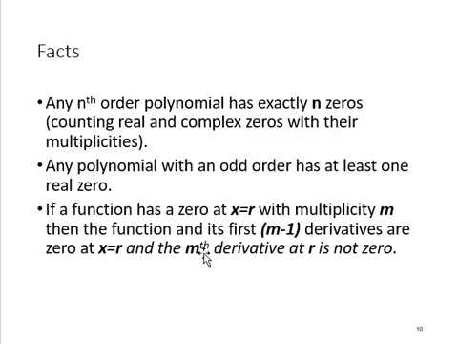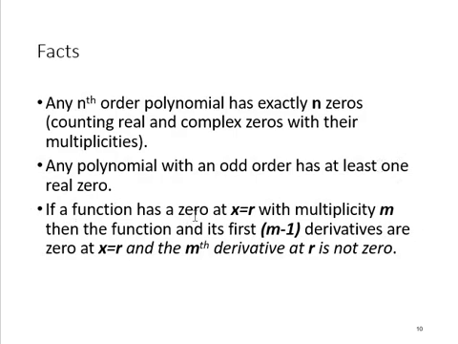So let's summarize the facts. Any nth order polynomial has exactly n zeros. So if you are given a second order polynomial, it has got 2 zeros. Any polynomial with an odd order has at least one real zero. So odd numbers, remember your odd numbers 3, 5, 7, 9, 11, and so on. All those polynomials with those degrees have at least one real zero.